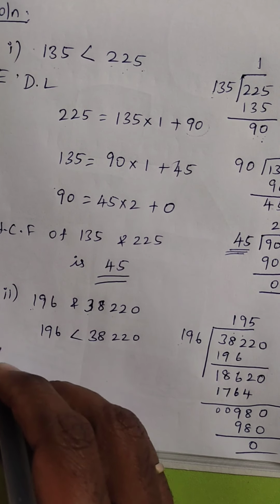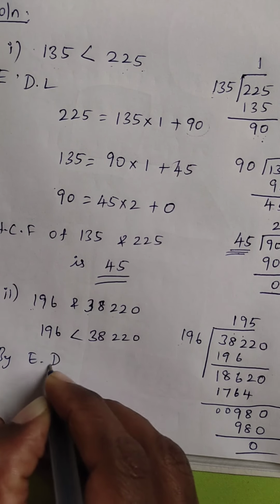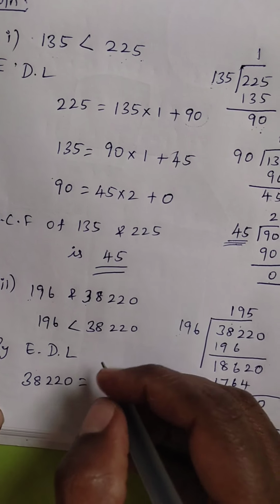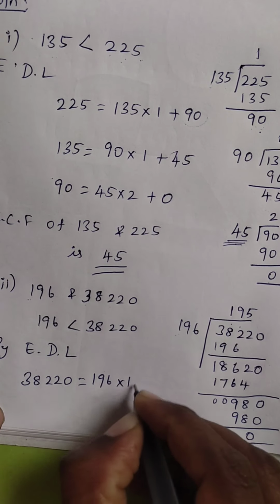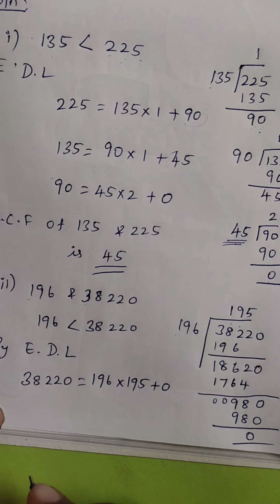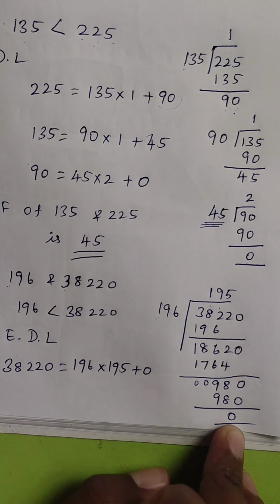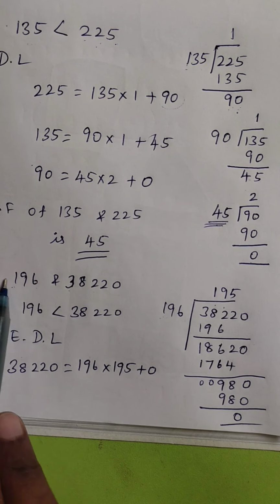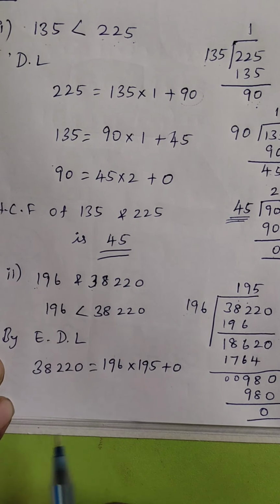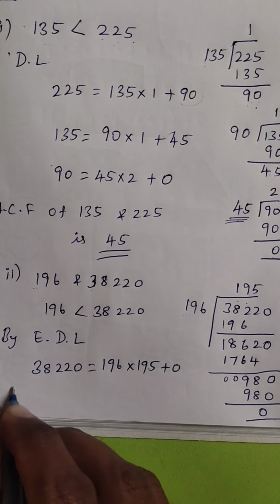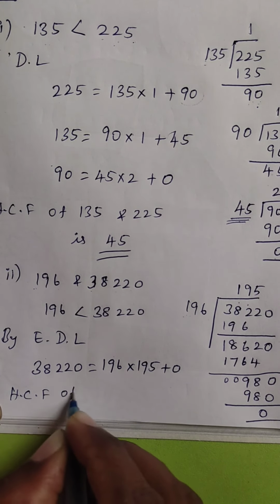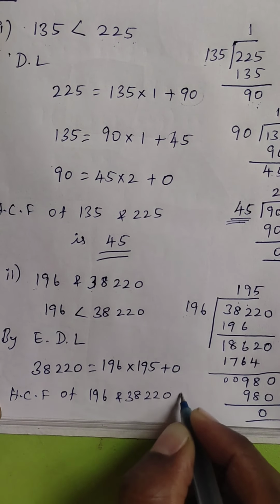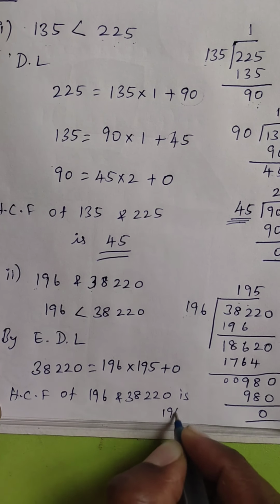So from this, by using Euclid's division lemma, we can write 38220 equal to 196 into 195 plus 0. So we obtain the remainder as 0 in the case of divisor 196. Therefore, the HCF of these two numbers is 196. So the HCF of 196 and 38,220 is 196.